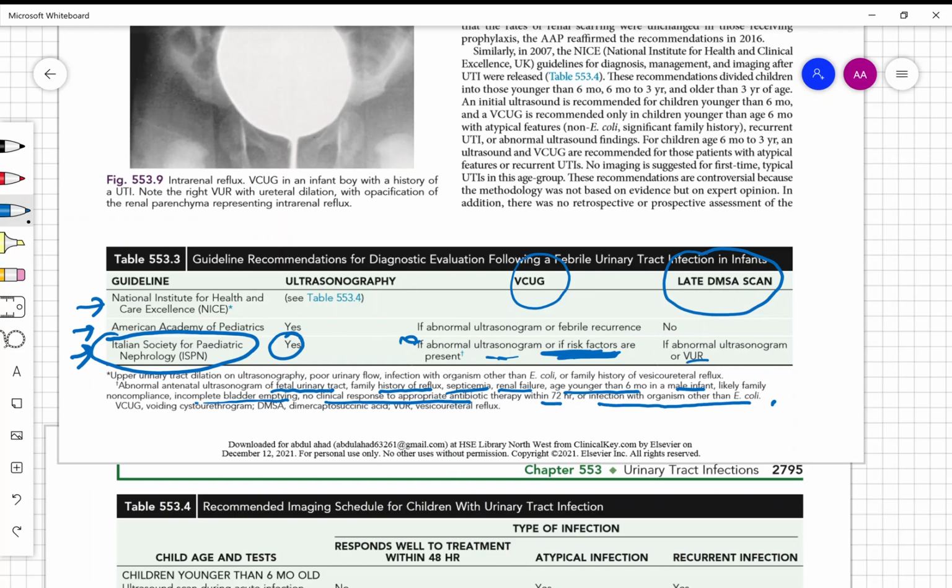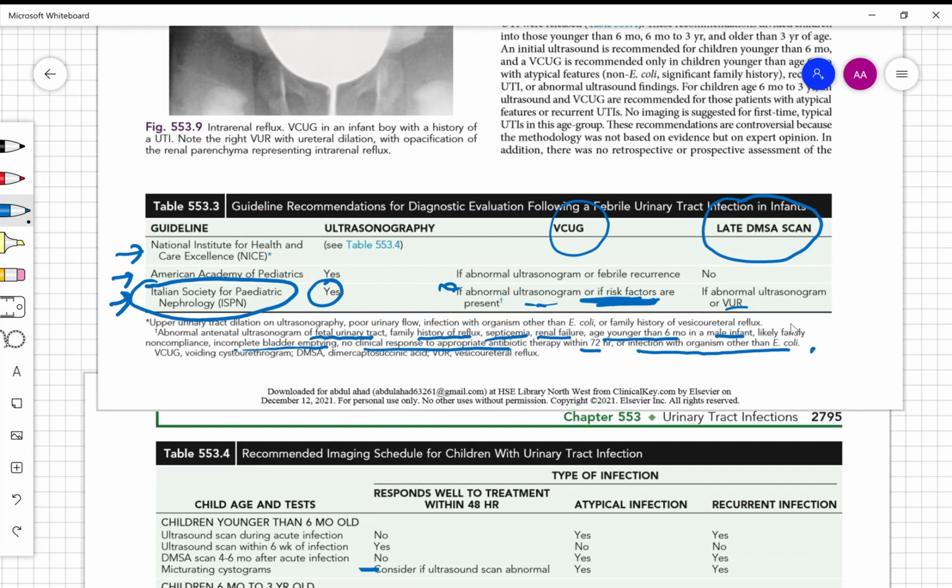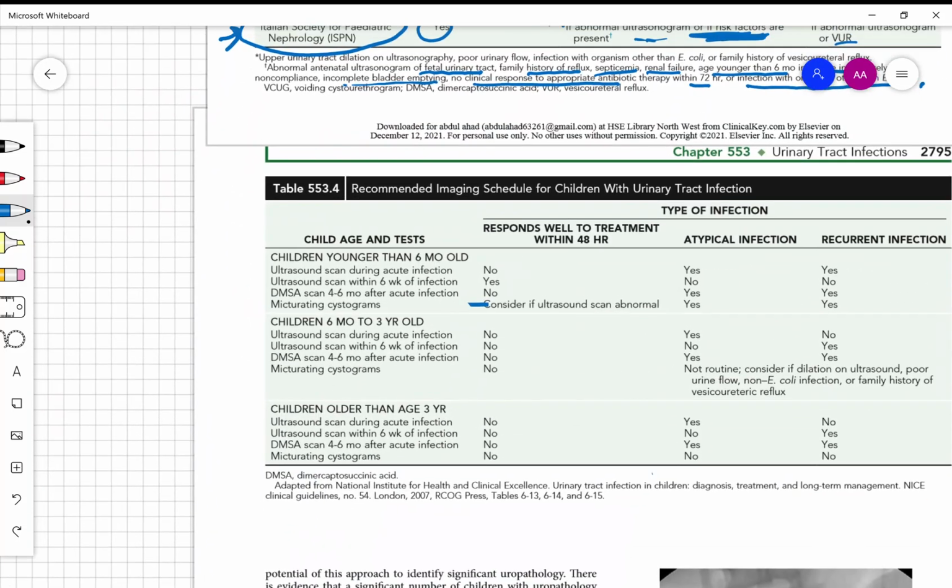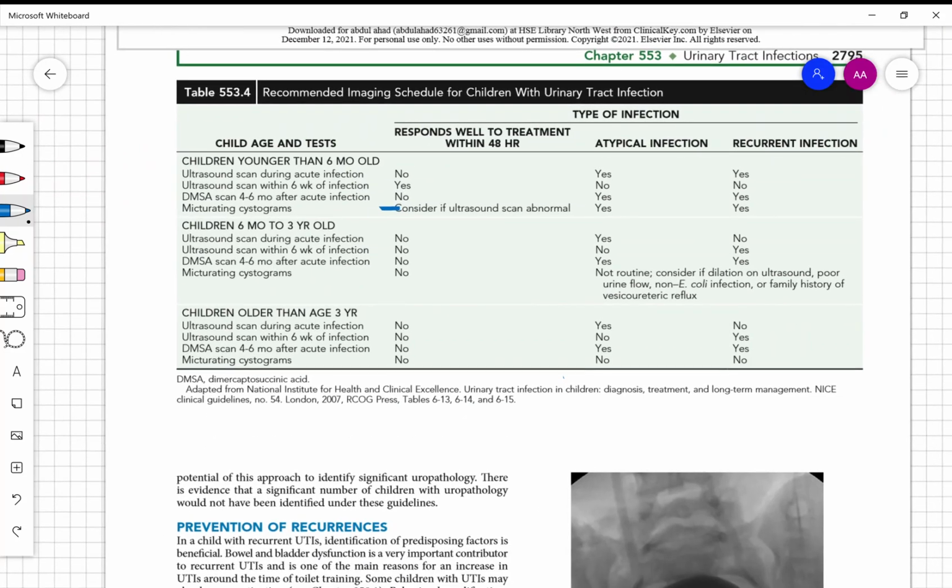While our interest is the NICE guidelines, and we will be having that in detail, and for that we have to visit here, and this is the table. They have classified it on the basis of age into 3 groups, and on the basis of type of infection into 3 major groups. So 3 types of infection and 3 age groups.